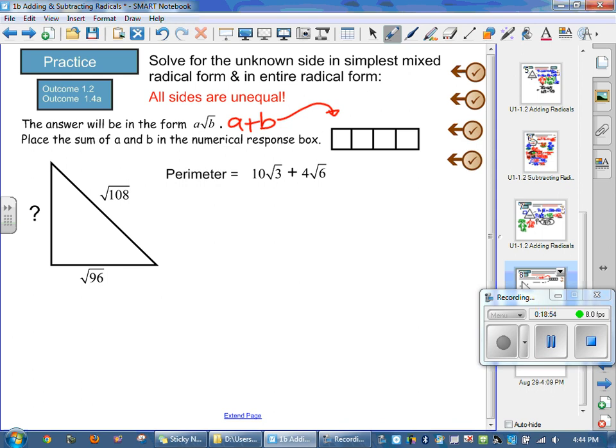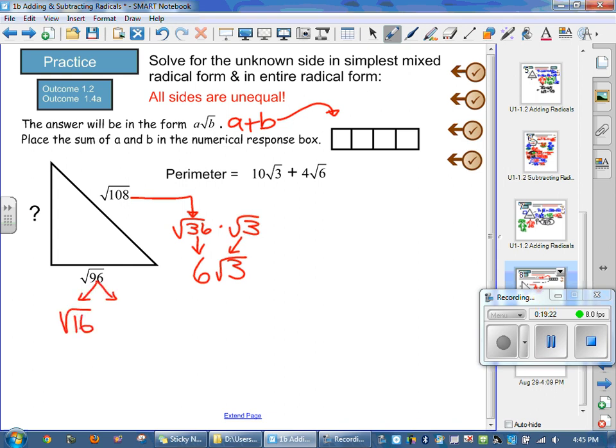Okay, you've had a couple minutes to work on this. Root 108. We have to break this down. Root 108 breaks down into root 36 times root 3. The root of 36 we know is 6, and the root 3 sits beside it. Root 96 is going to break down into root 16 times root 6. Root of 16 is 4. The root 6 sits beside him.